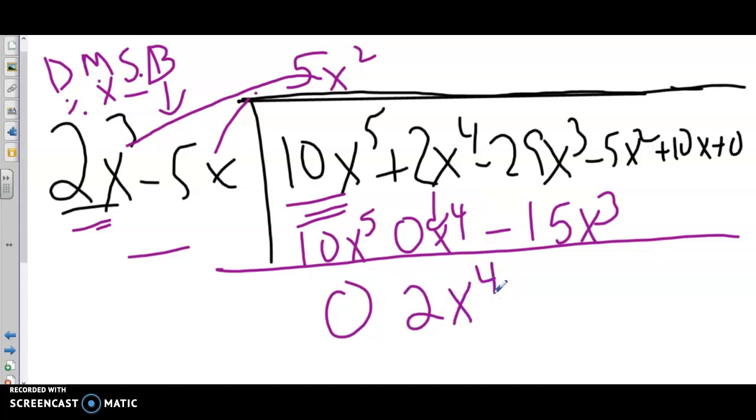And to bring down our next term there would be negative 29 minus negative 15, that's going to become plus 15. So that's going to be negative 14x to the third. Okay, so we did all 4 cycles. Divide, multiply, subtract, bring down.